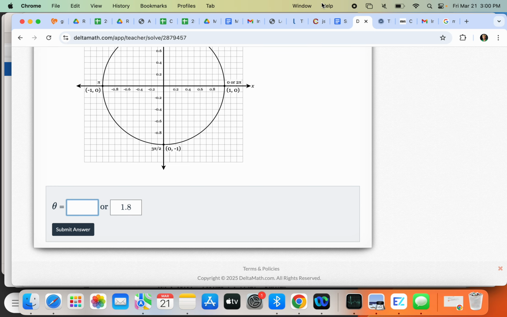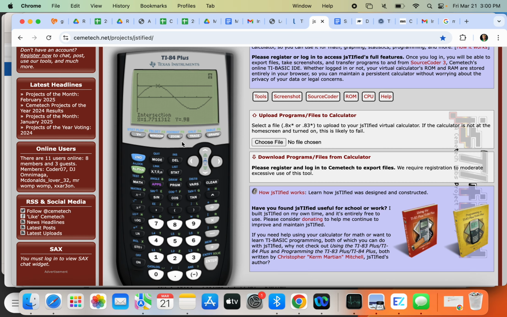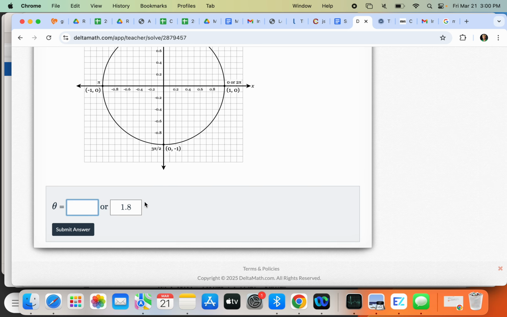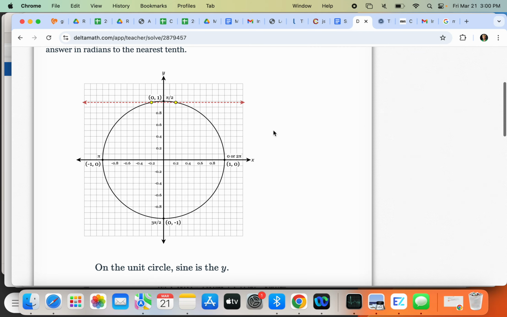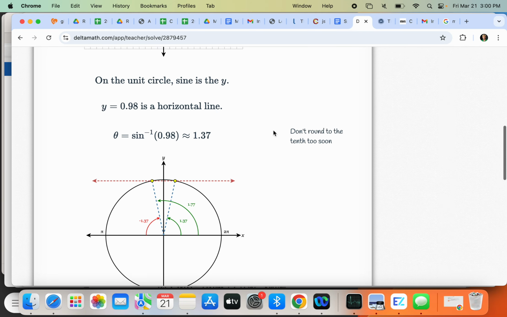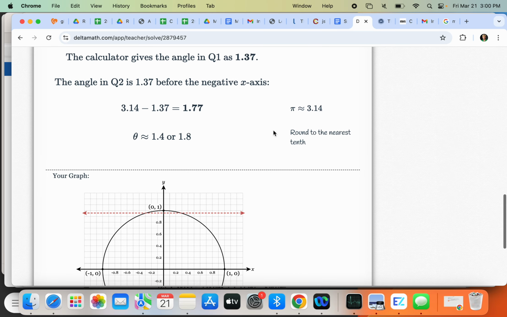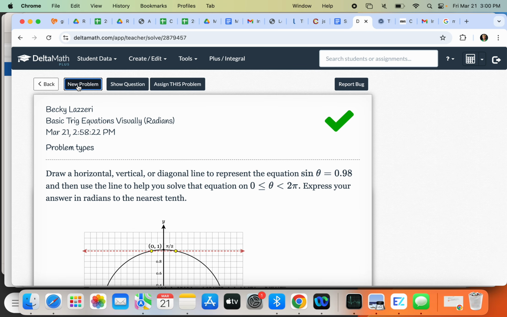Then I'm going to go find that first answer, second, calc, 5. I'm going to go over here, closer, and go enter, enter, enter. And I get 1.4. Okay, submit. Alright, so then it takes you through that. They use inverse trig functions, but it's a lot harder. You have to do more work to get that second angle.